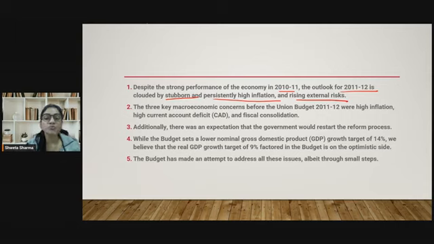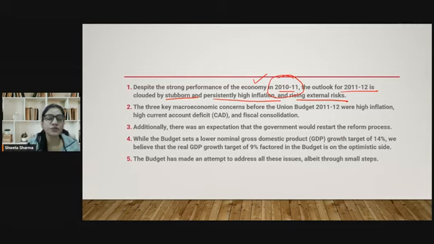So though the economy performed well in 2010-2011, the outlook for 2011-12 is clouded by stubborn and persistently high inflation. It's like the inflation is going to be high, like what it's been in the last year. It's still going to be the same, and rising external risks are the reasons.